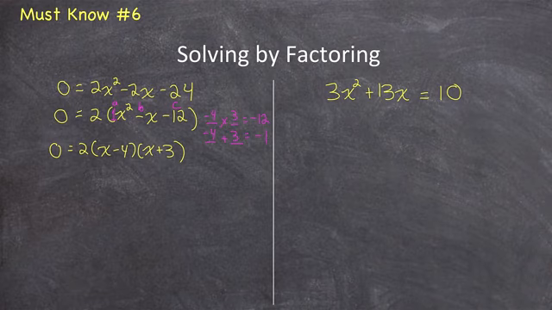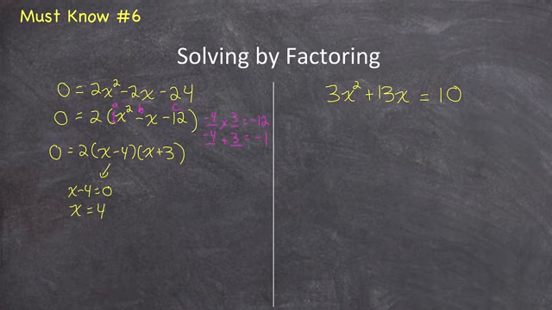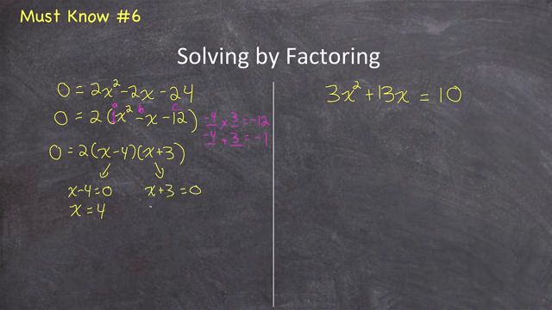And now using the zero product rule, I know that the product of those three factors is 0 if any of the three factors are 0. Well, x minus 4 would be 0 if x was 4, and x plus 3 would be 0 if x was negative 3. So there are two answers to that equation, 4 and negative 3.